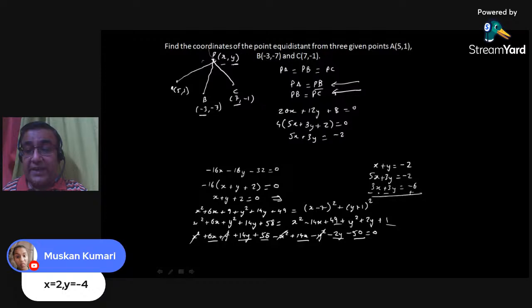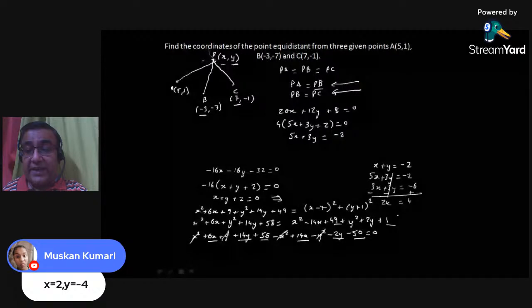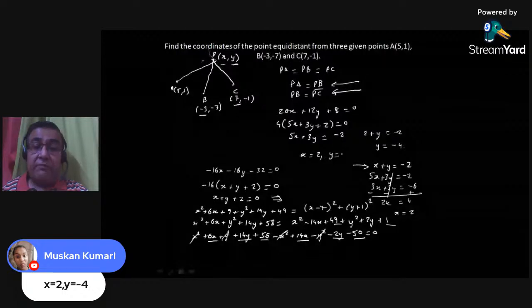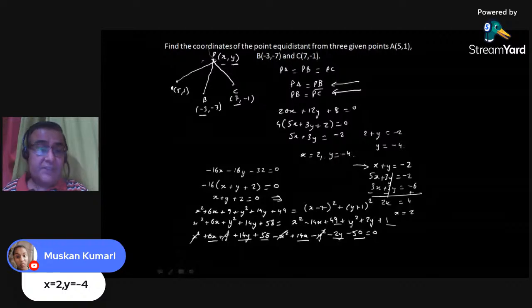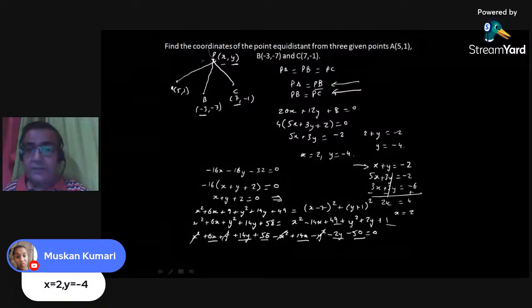So if x has a value of 2, then putting it back into this equation, 2 plus y should be equal to minus 2, and when 2 goes to the other side we get y is equal to minus 4. So x is equal to 2 and y is equal to minus 4. That's the correct answer. And Muskan had already given the correct answer long back. So, Muskan, you are correct.